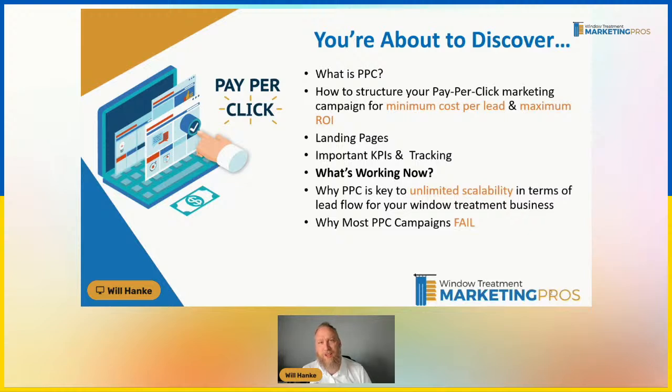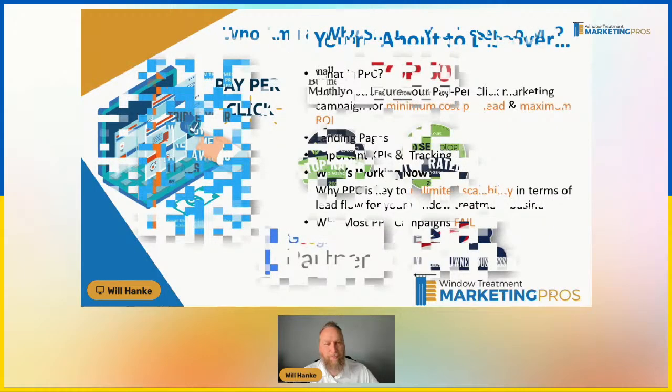One is the unlimited scalability of pay-per-click. It's really only limited by the geographic area that you choose. And then lastly, we'll talk about why most campaigns fail. And quite honestly, one of the number one comments I get when talking to window treatment and awning dealers is just that they tried it, it didn't work. They blew through $1,000 or something, and pay-per-click didn't work for them. So we're going to talk about some of those things today, and maybe find out why they could have failed, and what you could do differently.